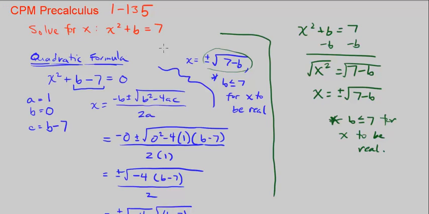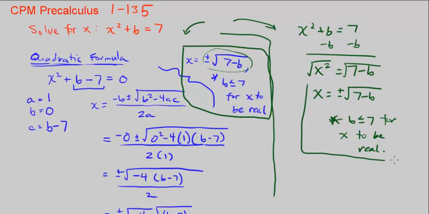Okay, so you could do this problem using either method, this one or this one, and you can see that we get the same answer. Right here we get this answer, and here we get the same answer. All right, so this ends CPM Precalculus Chapter 1, number 135.